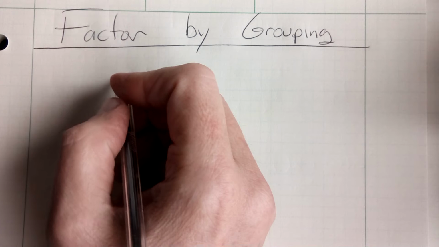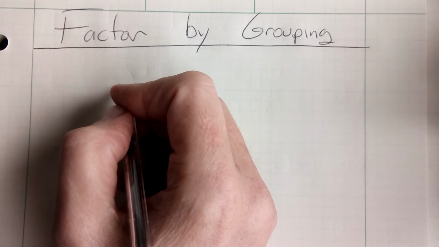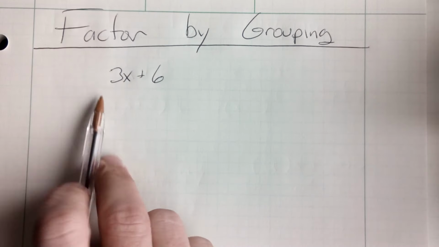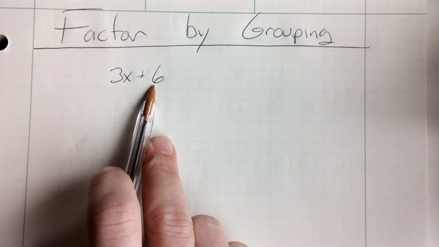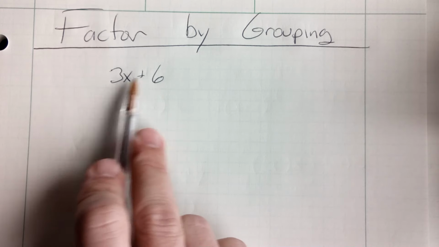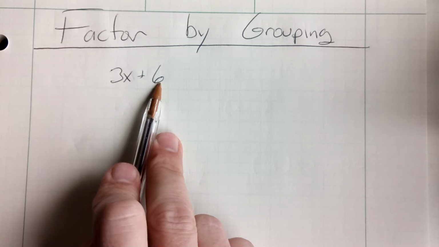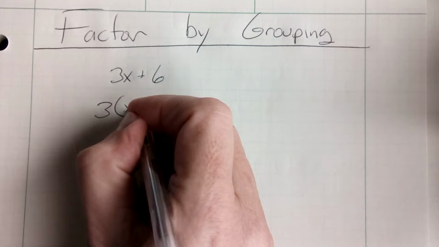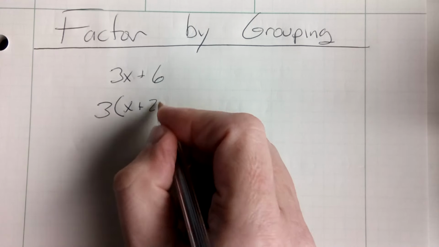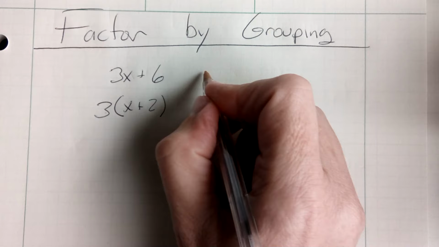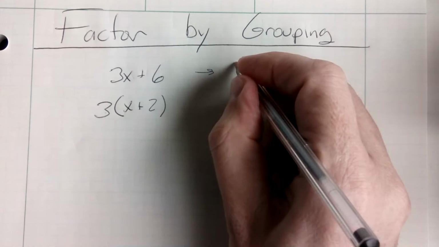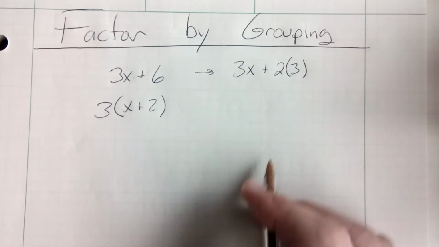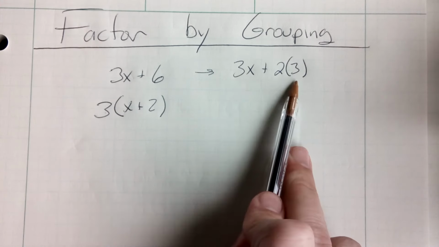What I mean by an example is let's factor 3x plus 6. And if I ask you to factor out the greatest common factor, we look for a factor of 3 and a factor of 6 that are in common. Both have a factor of 3. So I factor out the 3, parentheses x plus, and then I'm dividing out the 3, so it's x plus 2. An even better way to write that is to think of this as 3 times x plus 2 times 3.